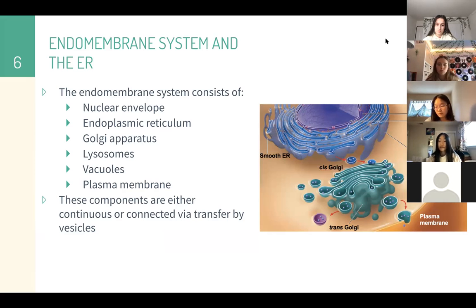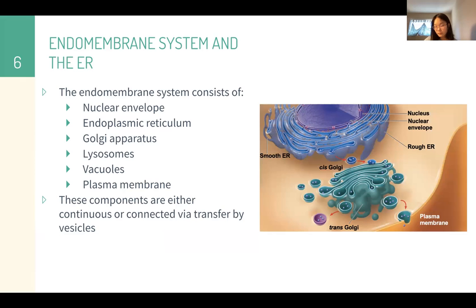From this diagram, you can see that the nucleus is connected to the ER, and then vesicles are used for transport, and these connect the ER and the Golgi apparatus. And then the Golgi apparatus is connected to the plasma membrane via vesicles.